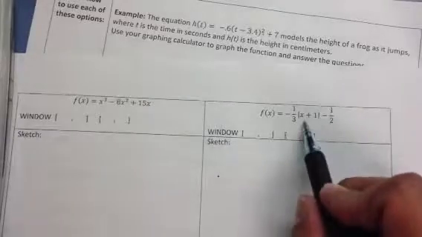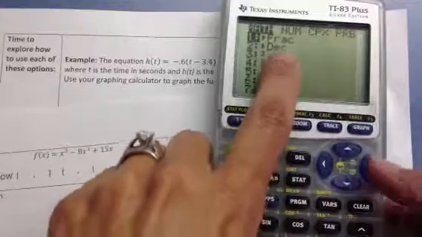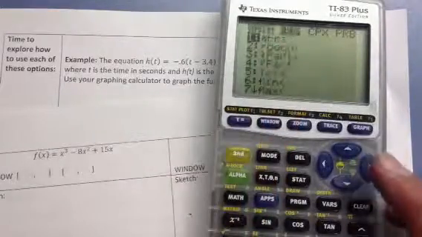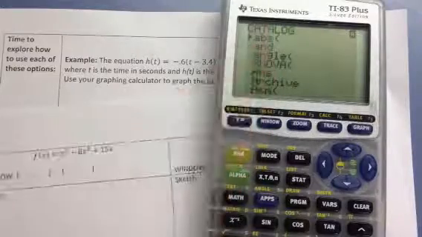And again, to get to absolute value, you can press the math button and scroll over to number and access it that way, or you can go to the catalog by hitting second 0, and it's the first thing that shows up.